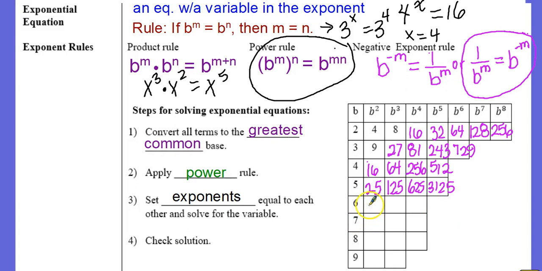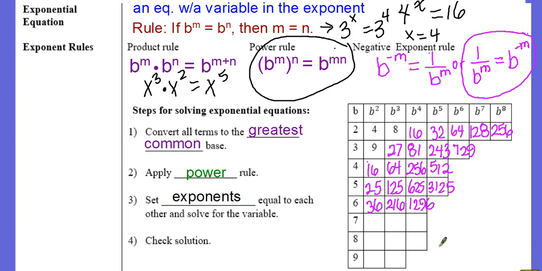Let's do the 6's. 6 squared is 36. 6 cubed is 216. You'll see 216 a couple times in your homework. And then let's see what's next. Oh, 1296.